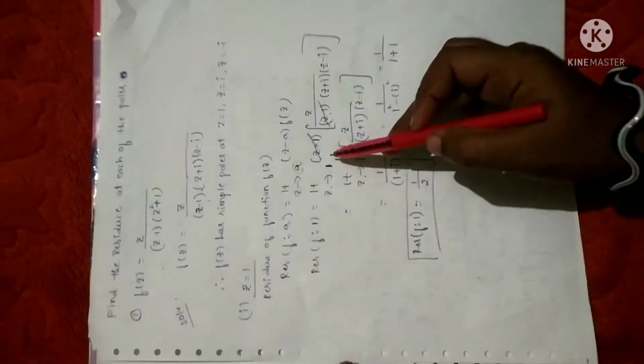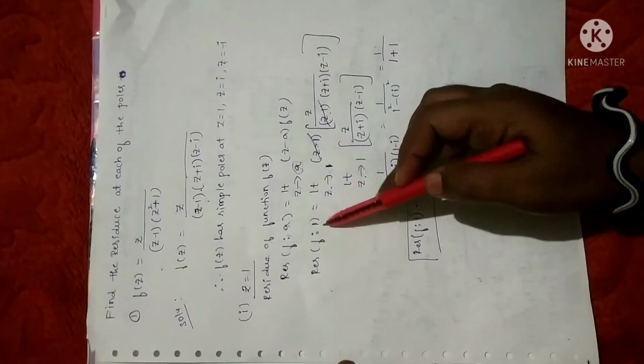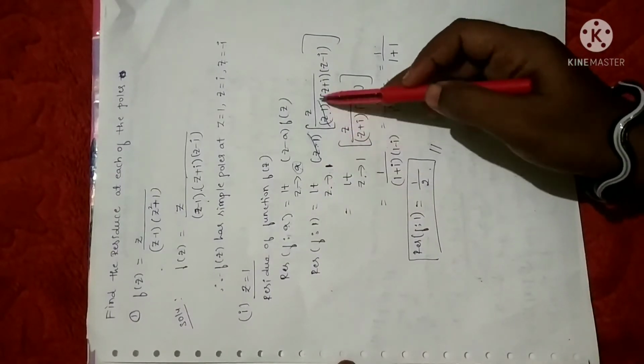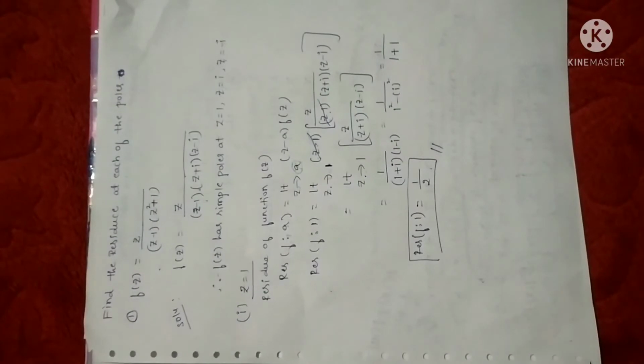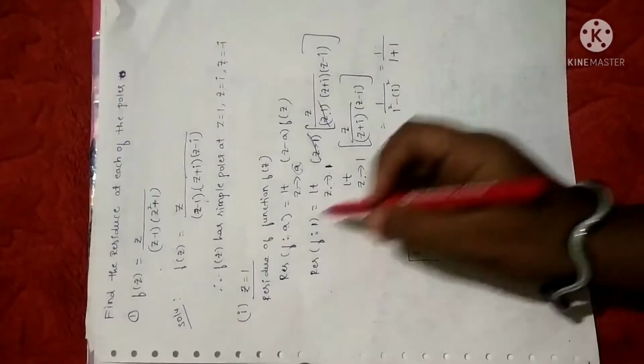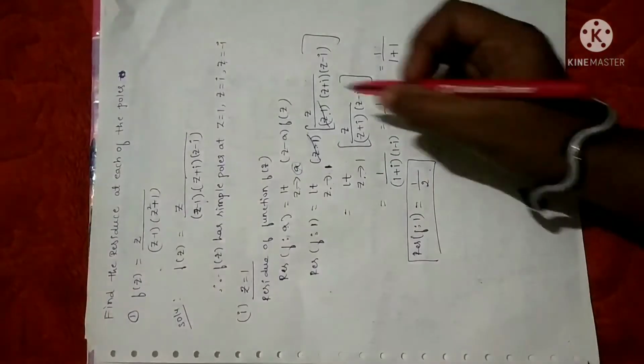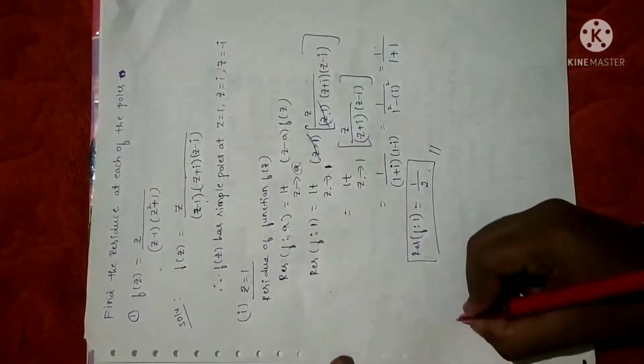Clear? Remember, the key point here is after replacing a with 1, you should not apply the limit directly. First you have to do cancellation. Afterwards you have to apply the limit. Hope it is clear. It is only with reference to the point z is equal to 1. Now let me simplify with reference to the second pole.